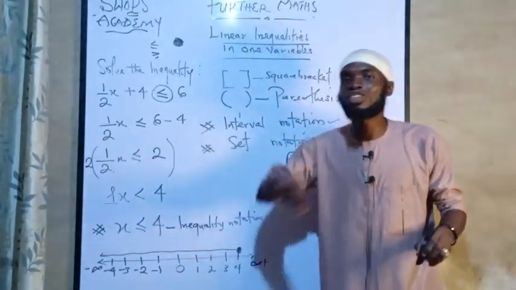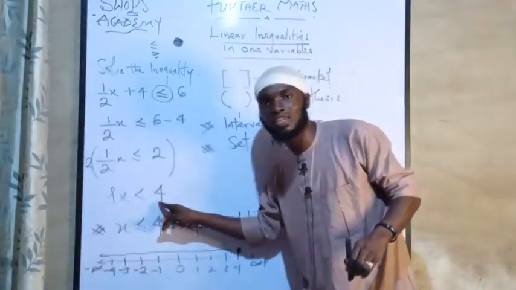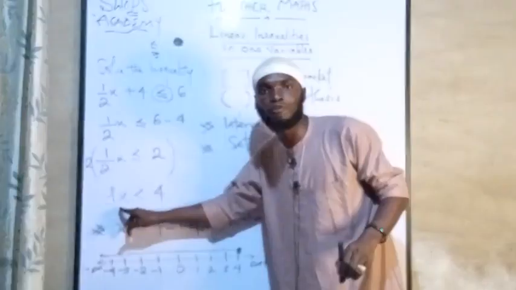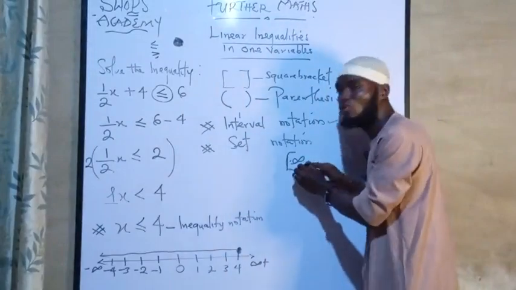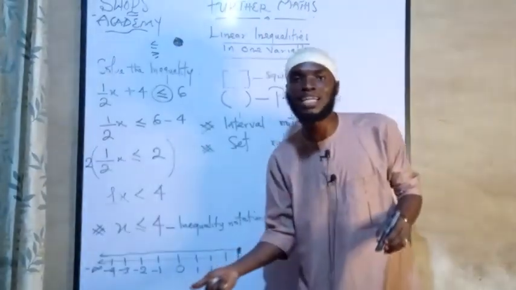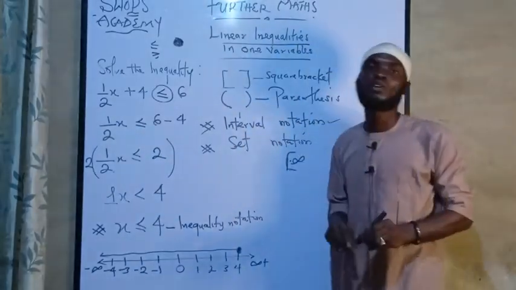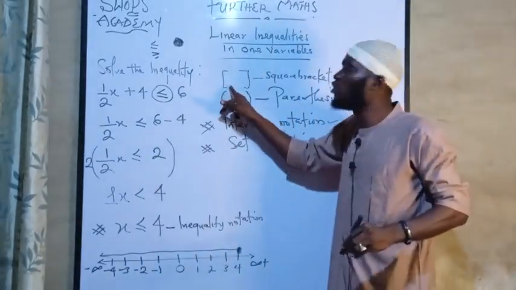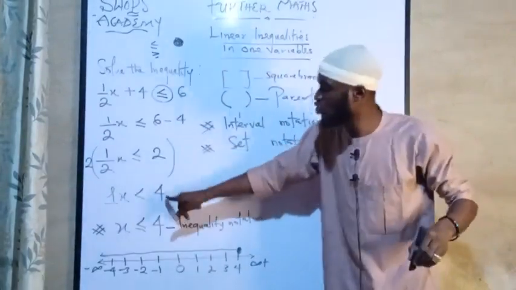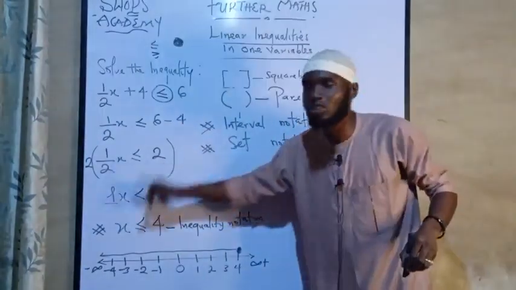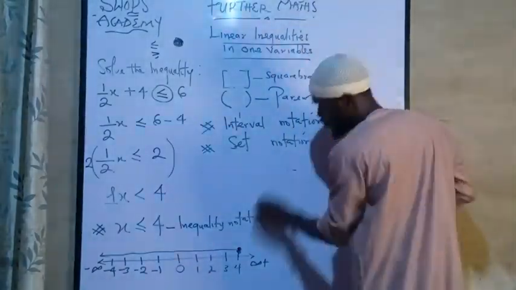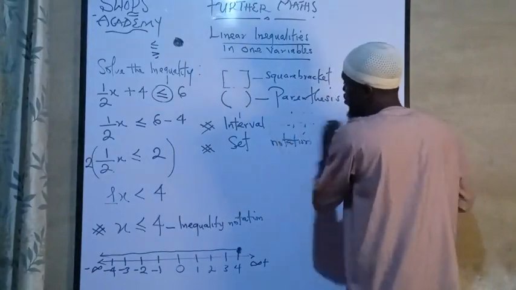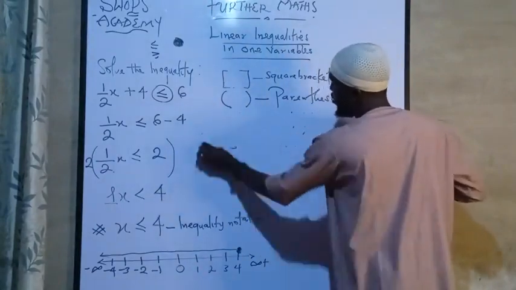Whenever the answer is not included, the end result of your value of x is not included, you make use of parentheses. Whenever you are dealing with infinity, negative or positive, you make use of parentheses. But whenever your answer is included, that means the endpoint is included, you make use of a square bracket. You will see how I'm going to use that to answer this particular question. Please, is that noted?